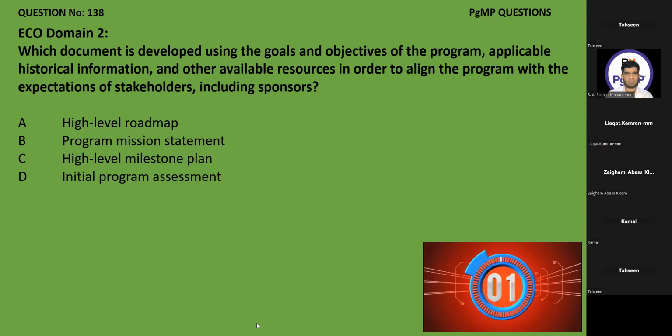The keyword is that the document is developed using goals and objectives of the program. Goals and objectives mean that we are in the initiation phase, so it must be some high-level document. That is the first hint. Next, applicable historical information and other available resources don't matter. In order to align the program with the expectations of the stakeholders, the important keyword is coming: expectations of the stakeholders.